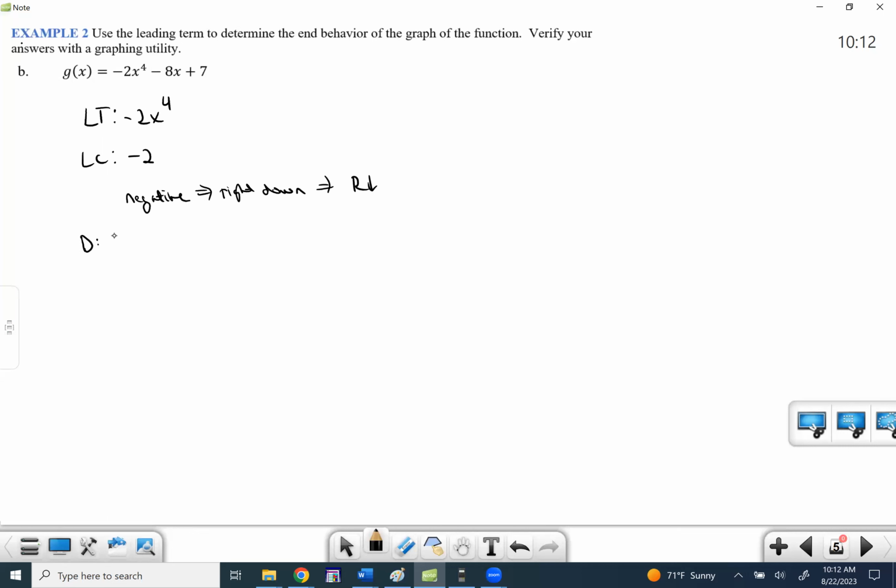The degree is 4. That's the exponent, right? So degree 4, well, that's even. So that tells us that the left does the same. So the left will do what the right is doing. If the right's going down, then the left will also go down. Left, down. Okay. So if we were to sketch, I'll do it over here this time just so I can grab it and make a bigger picture. The right's going to go down and the left is also going to go down. Who knows what the middle does? Let's go and see.